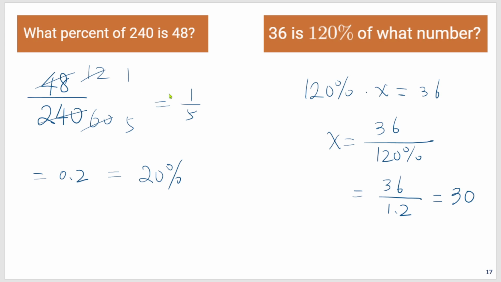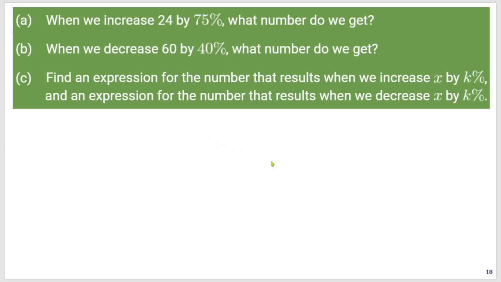Alright, if no questions, let's consider another one. Question A: when we increase 24 by 75%, what number do we get? And question B: when we decrease 60 by 40%, what number do we get? C: can you find an expression for the number that results when we increase x by k%, and an expression for the number that results when we decrease x by k%?